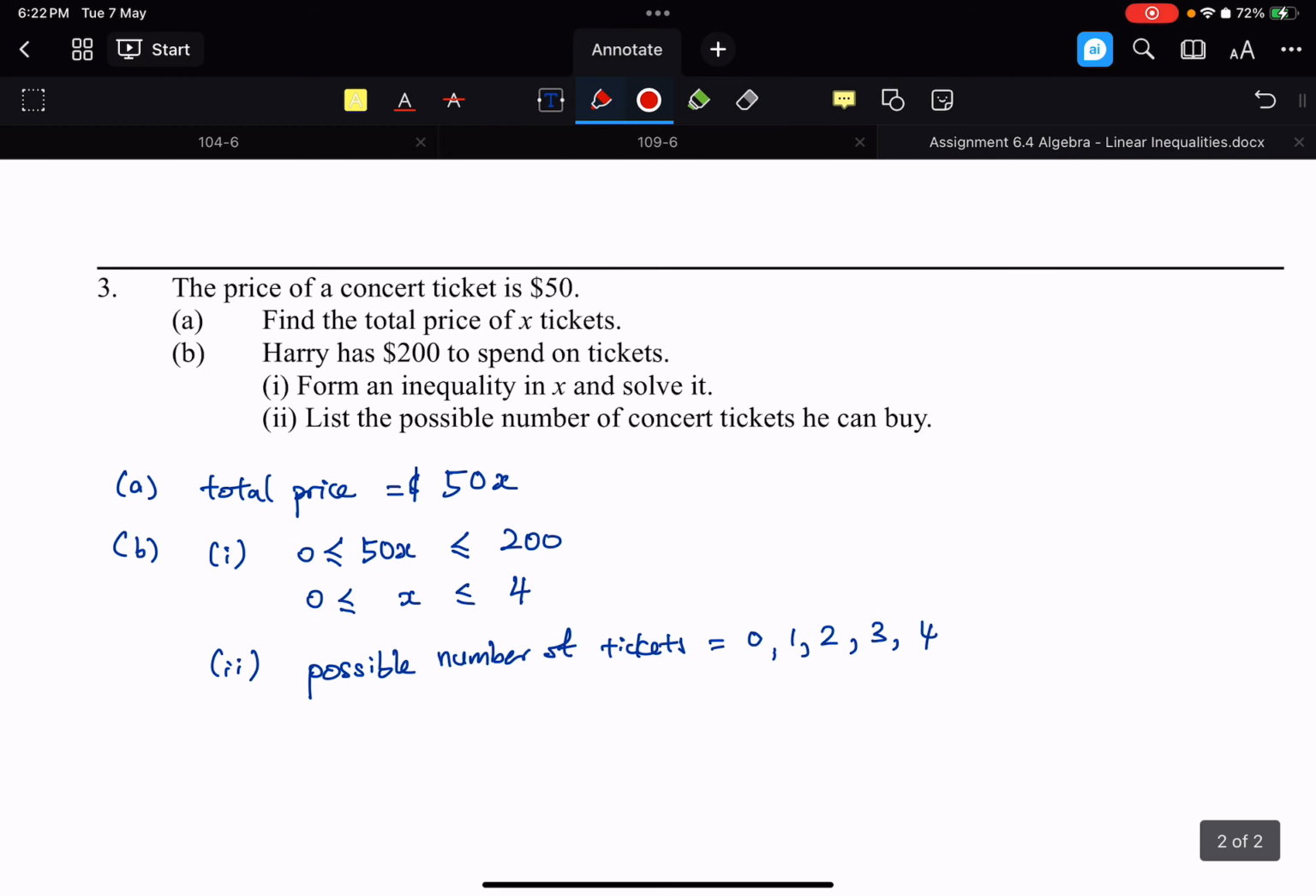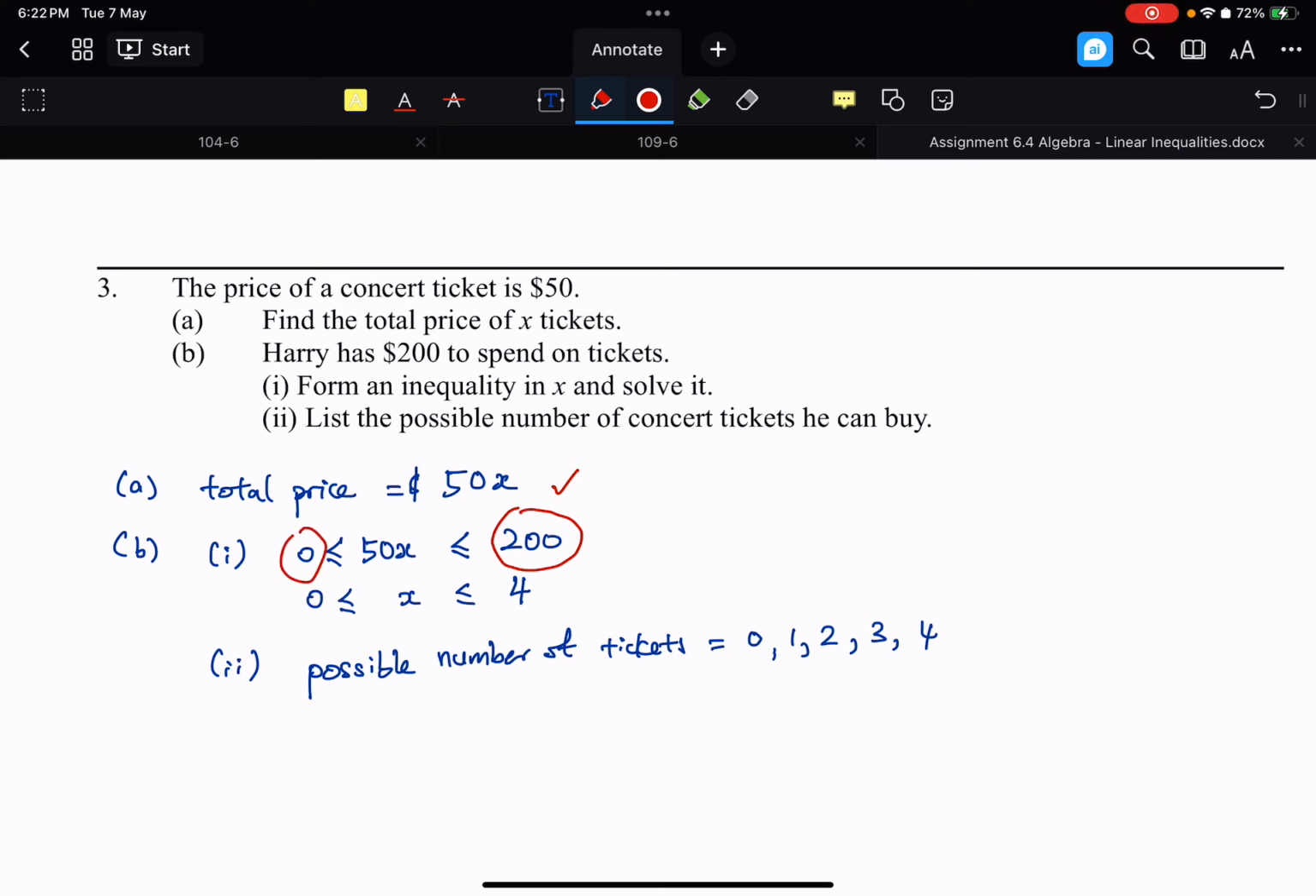Well, next example, we have a concert ticket, $50 each. Total price for x tickets, we need to find. So $50 times x number of tickets, 50x, right? So Harry has $200 to spend on the tickets. That means the maximum amount of money he can actually spend is 200.